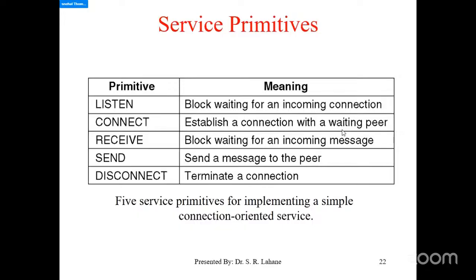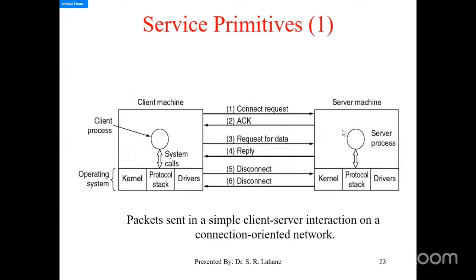Whenever we are using socket programming, or we are communicating from one machine to another machine, we have to use these socket primitives: listen, connect, receive, send, disconnect. Every method has its own parameters. By using socket programming, we have to pass the particular parameters to the particular primitives, and only then can the communication be established from one machine to another machine.